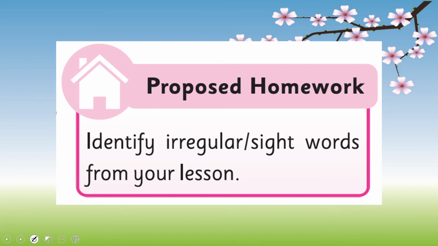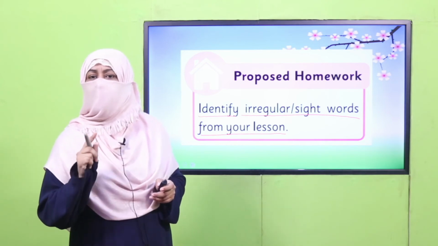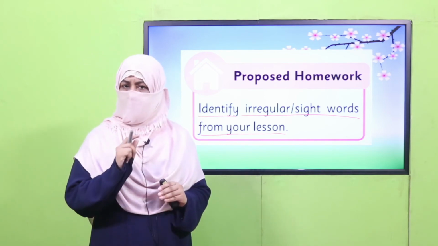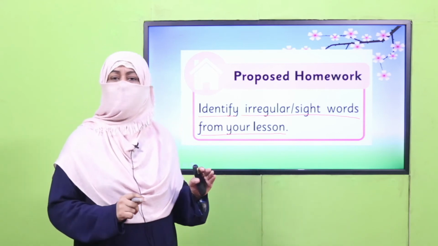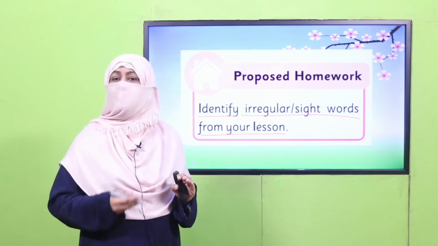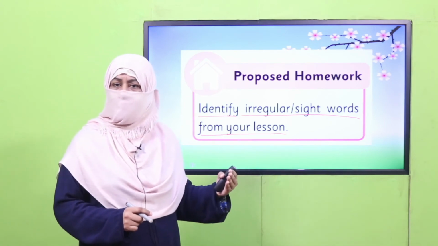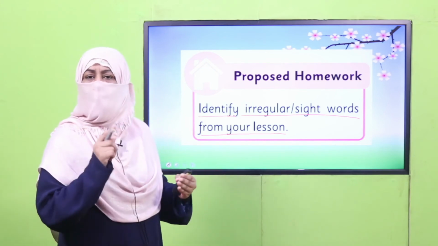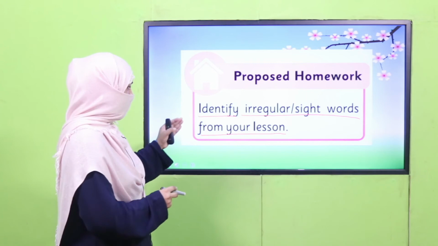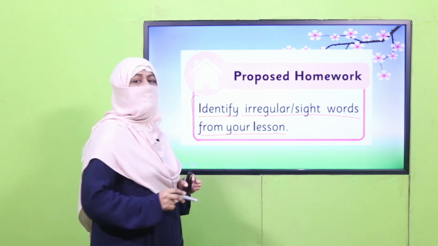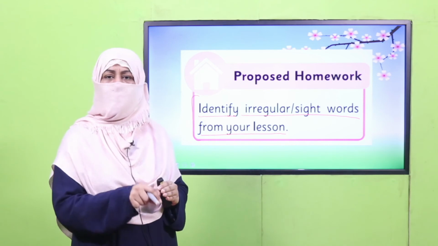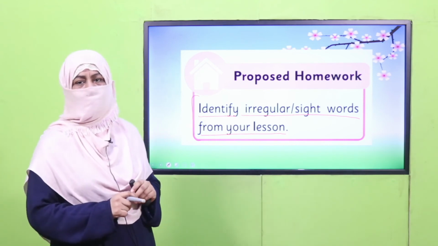So it's the time for your homework. What you are supposed to do: identify irregular sight words from your lesson. Now from your lesson, you will identify irregular sight words. Here, teachers, you must have time to practice. Pause the video and practice irregular sight words with students. Ask them to say again and again so that they can pronounce them in a proper way. They will write at home, but they can practice saying irregular sight words from the lesson right now. Pause the video and practice with students.